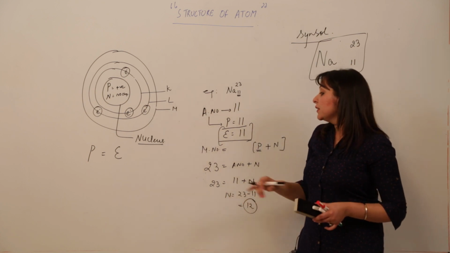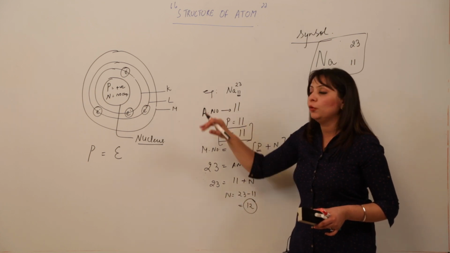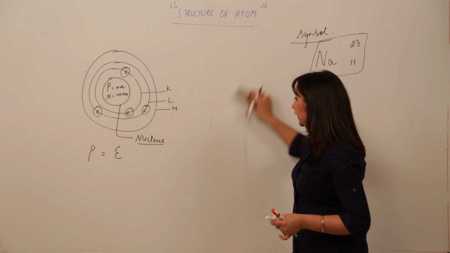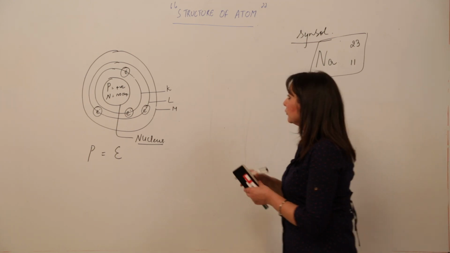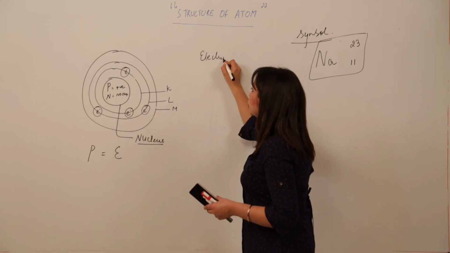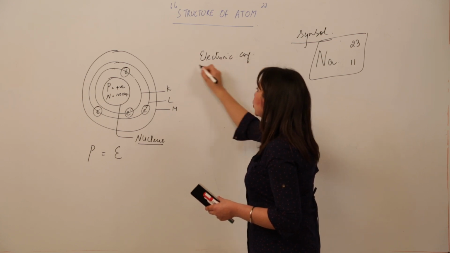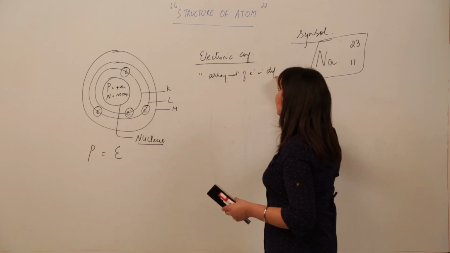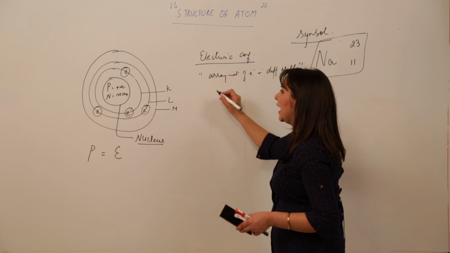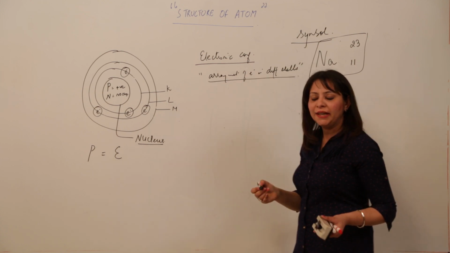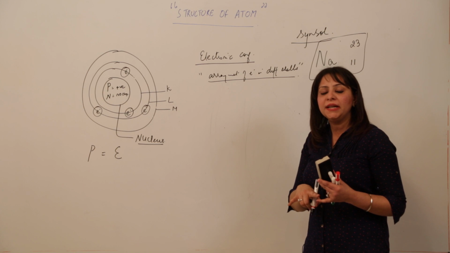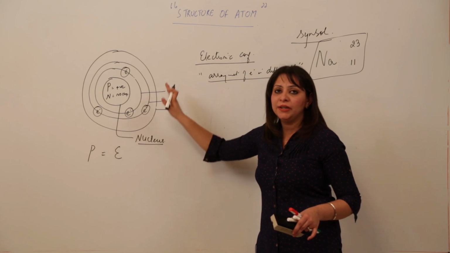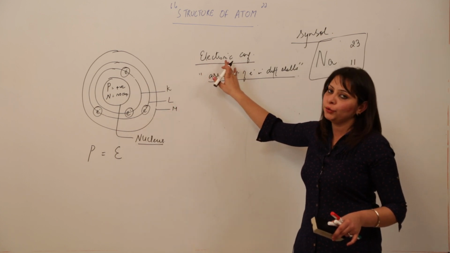So the question is: how are electrons arranged around the atom? This information we get from electronic configuration. So what is electronic configuration? Electronic configuration is the arrangement of electrons in different shells, or we can say orbits, or energy levels, any term we can use. Keep in mind, shell, orbit, and energy level are one and the same thing. So how the electrons are arranged around an atom is given by electronic configuration.